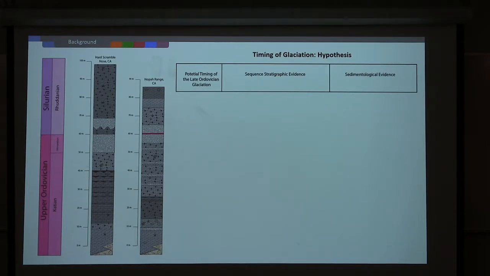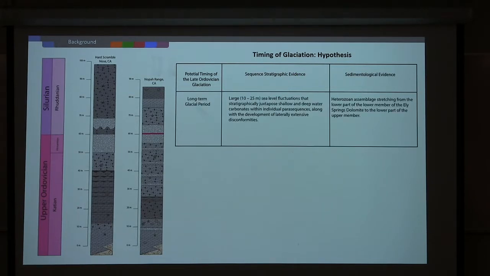So the Ely Springs Dolomite will tell us about glaciation. We have a few hypotheses as to how long glaciation lasted or what it was doing throughout the late Ordovician. And this relates to the Ely Springs Dolomite by its sequence stratigraphic evidence and its sedimentological evidence. So our first hypothesis would be that we have a long-term glacial period. In this case, we would expect to see large 10 to 25 meter sea level fluctuations occurring throughout the Cadian and up through the Hirnantian.